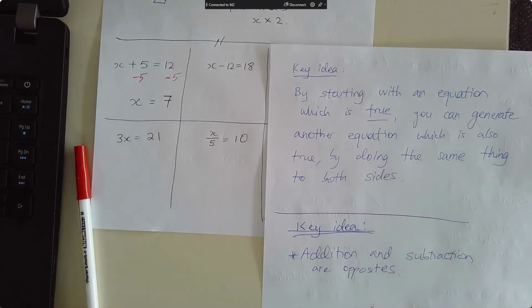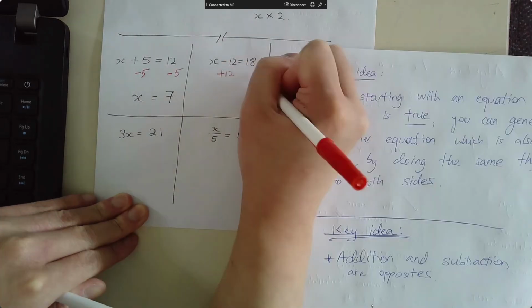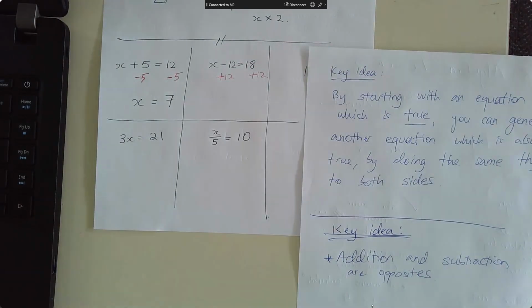Okay, so this time we're going to plus 12 to both sides. What will we get on the right-hand side? 30. 8 plus 2 is 10, 10 plus 10 is 20, 20 plus 10 gives you 30.